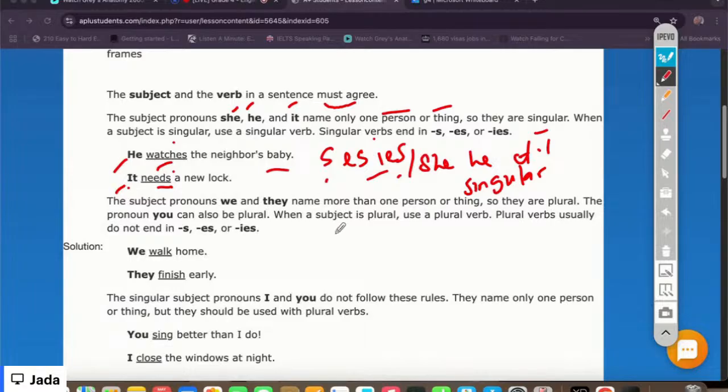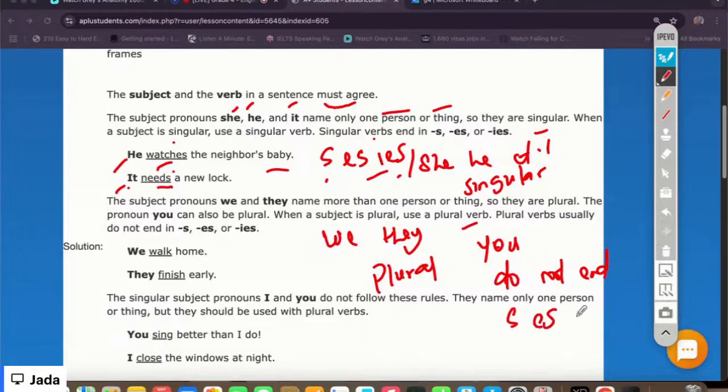So the subject pronoun we, they name more than one, so these are plural. Okay, the noun you can also be plural. So when you see you, it can also be plural. So when a subject is plural, we use a plural verb, and plural verbs usually do not end with s, es, or ies. So the plural subject's verb does not end with s, es, or ies. Only the singular subject and their verb ends with that.